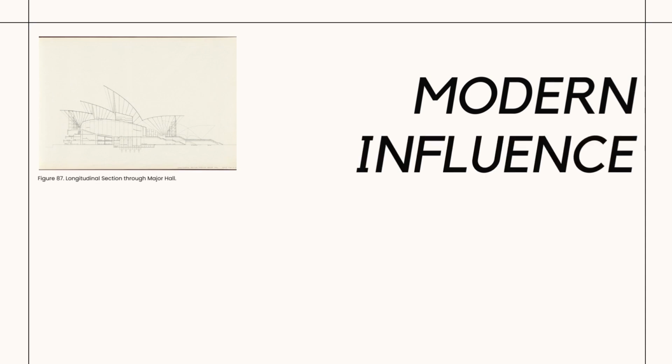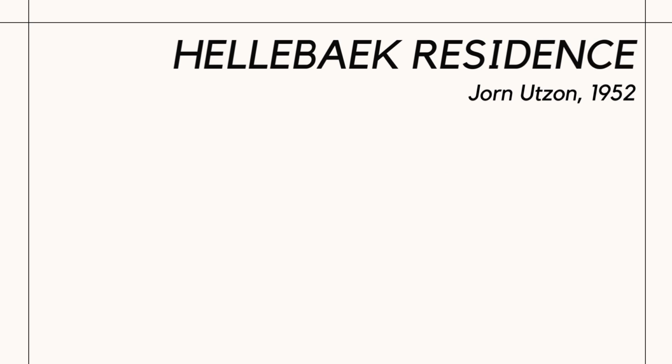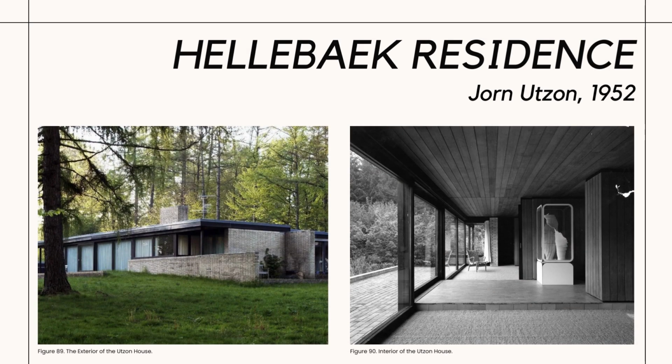Another Australian landmark, the iconic Sydney Opera House, designed by Danish architect Jorn Utzon in 1957, has a connection to Wright also. Utzon admired Wright's ideals and even visited the American architect at the end of the 1940s. Utzon's own home in Hellebaek, Denmark, was inspired by Wright's Usonian houses, and it was here that he began to work on the opera house design.